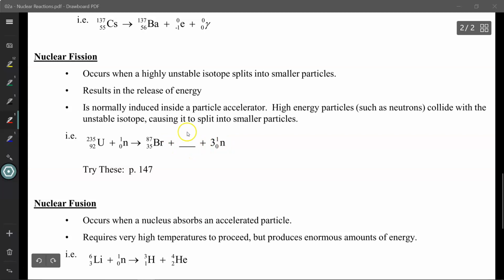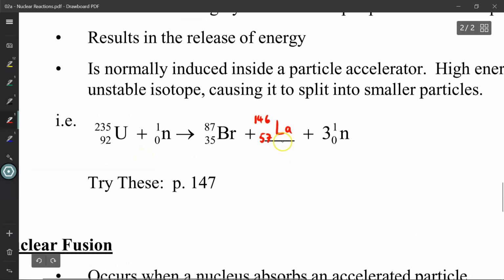So what is the missing element in this particular equation? Press pause, and when you're ready, press play. Alright, so you should have lanthanum-146. A common mistake students make is they forget that it's 1 plus 235 equals 236 at the top. But don't forget that there are 3 neutrons being fired out, so it's got to be 3 times 1 plus the 146 plus the 87 should add up to 236.